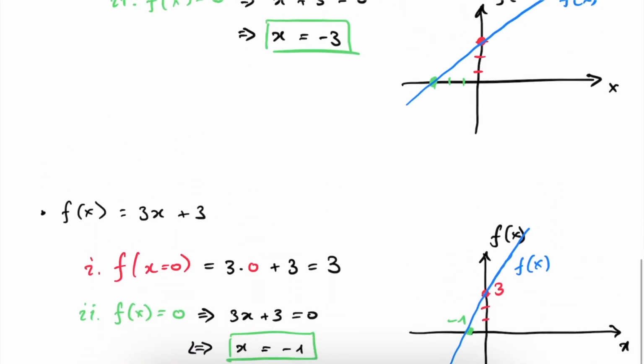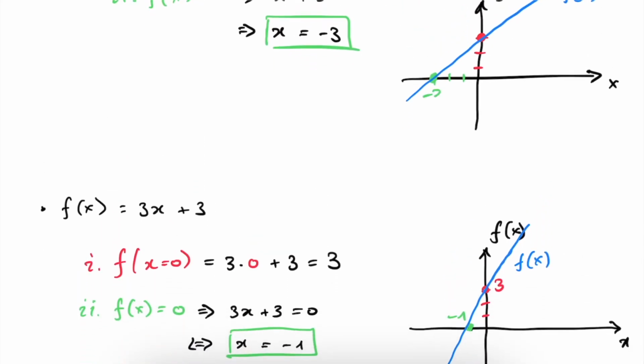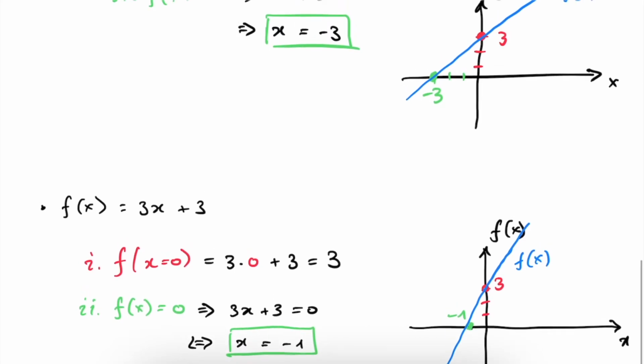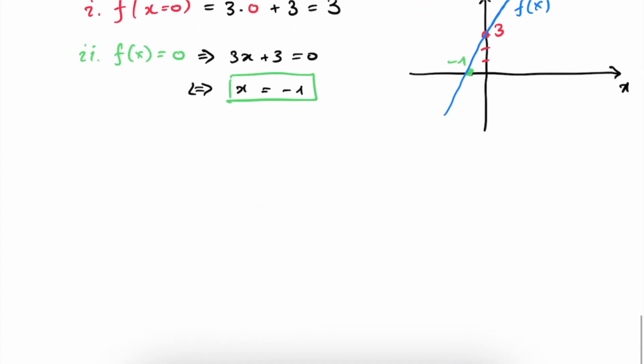And if we compare now with the previous graph, which crossed at minus 3 and 3, we see that this graph is much steeper, which will be related to this factor in front of the x, which determines the slope of the straight line.